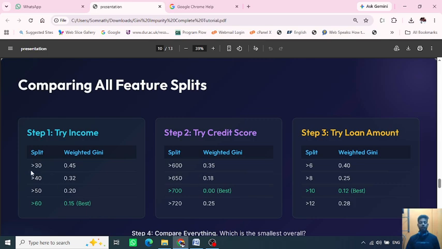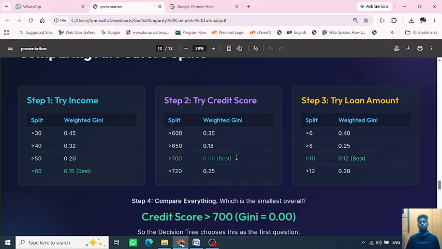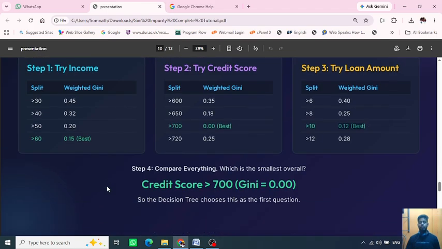Here you can see we have tried other incomes and also calculated the weighted Gini, and here you can see greater than 60 has the lowest weighted Gini, which means it is the best one. Same for the credit score, this one. Same for the loan amount, this one.